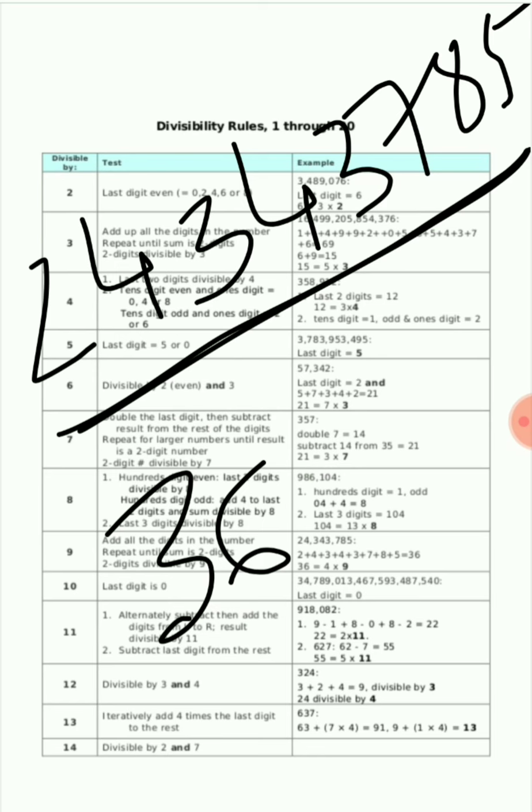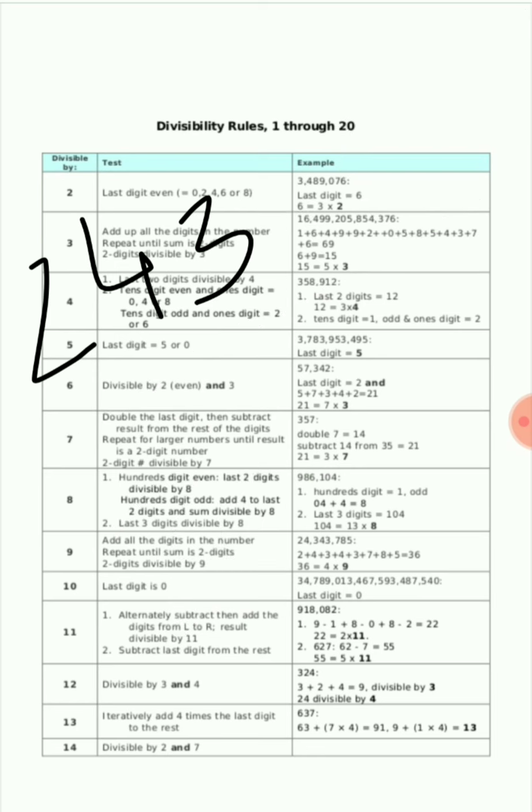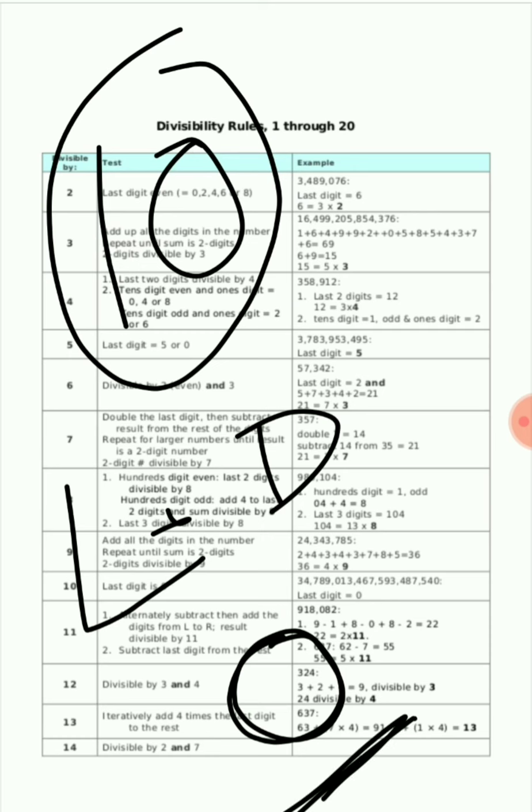To check the divisibility rule by 10, it is very easy, very simple. We just take the last digit of the given number. If the last digit of the given number is 0, then the given number is divisible by 10. If the last digit is not 0, then the given number is not divisible by 10.